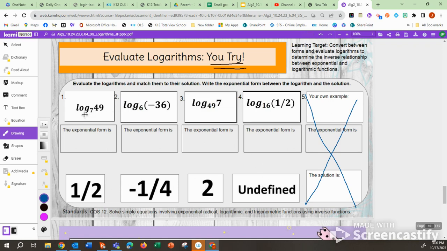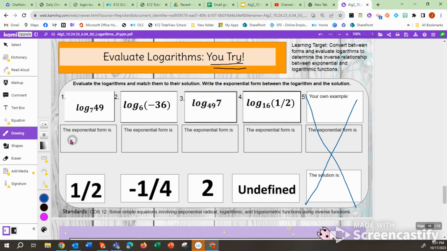Here's just a little hint. Remember, you know the base, you know the answer. So on all 4 of these, you're looking for the power or the exponent that you're going to raise your base to. So if you'll stop your video and work these 4 and then turn it back on, I will go over the 4.